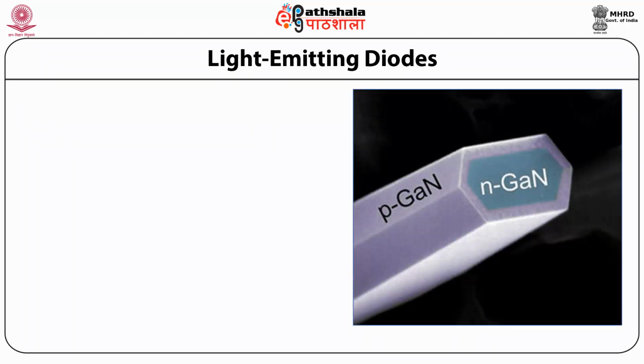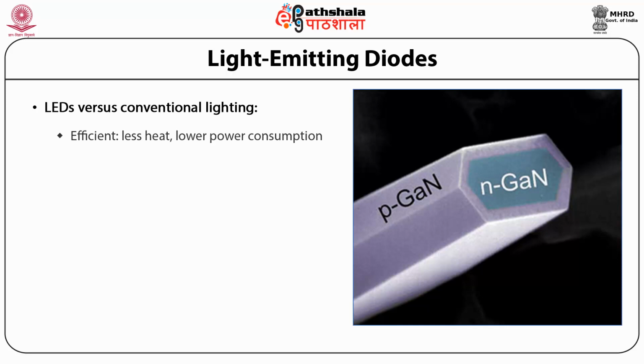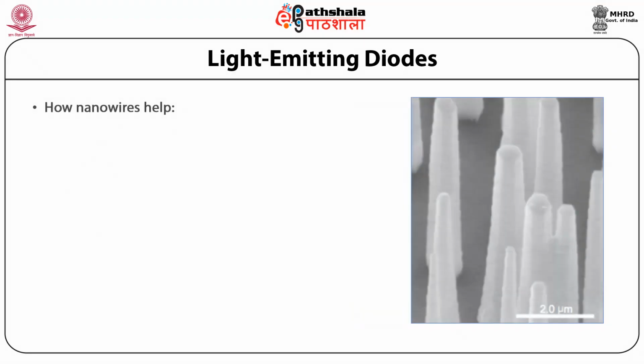The most important application of nanowires are in light emitting diodes. Light emitting diodes versus conventional lighting: they are efficient, they absorb less heat, power consumption is less, long lifetime, cheap, no mercury is required. How the nanowires help in this?